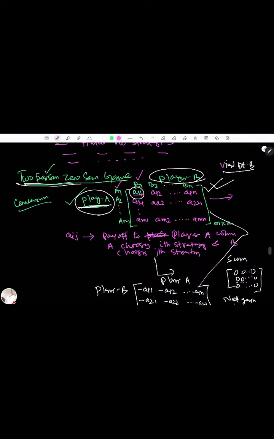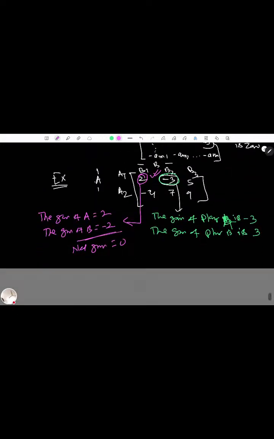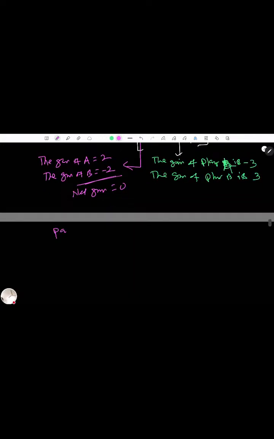So now we come across two words. One is the payoff. So what is a payoff? From the payoff matrix, we know what is the payoff to individual players.